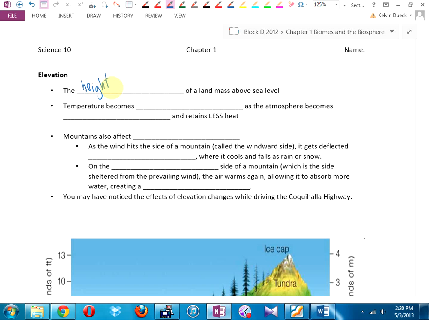Temperature becomes blank as the atmosphere. Temperature, well, as you get higher, what happens to the temperature? Okay, temperature gets colder. Why? Because as you get higher, what happens to the atmosphere? What happens to the atmosphere as you get higher? Why do they have so much trouble on Mount Everest? Thinner.